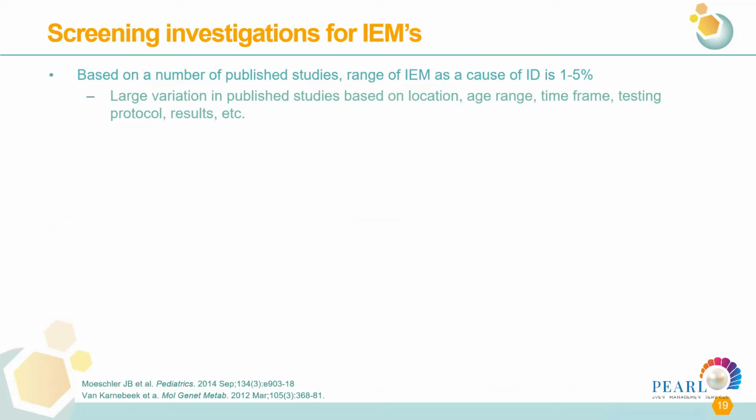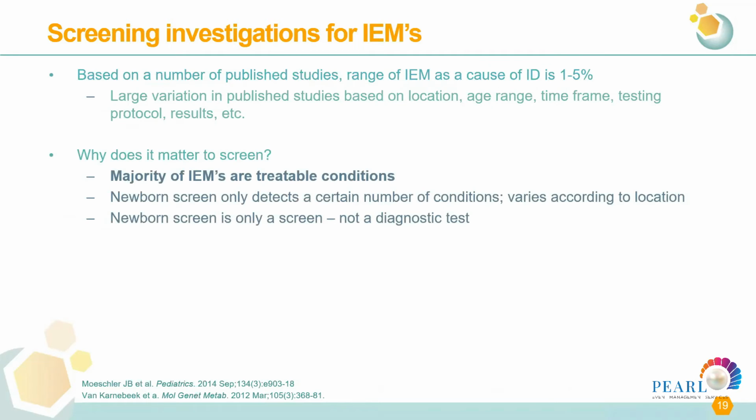So based on a number of published studies, the range of inborn errors of metabolism as a cause of intellectual disability was estimated to range from 1 to 5%. So as you can see, it's not high. It's actually a low incidence compared to the other causes. And this large variation in the published studies was based on the location, the age range, the time frame, and also the testing protocol. So why does it matter to screen for inborn errors of metabolism?